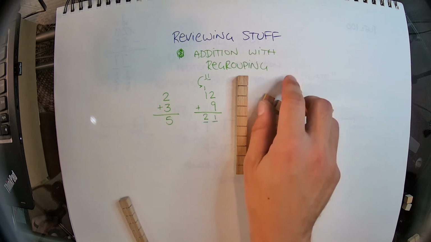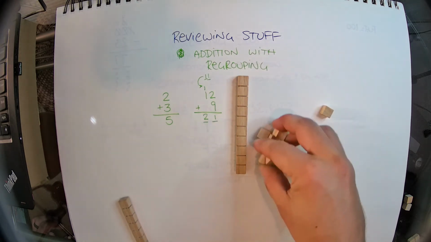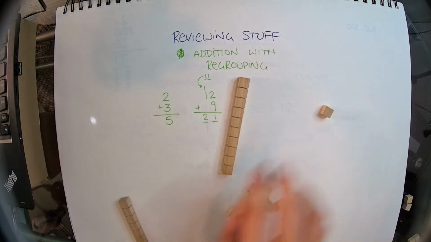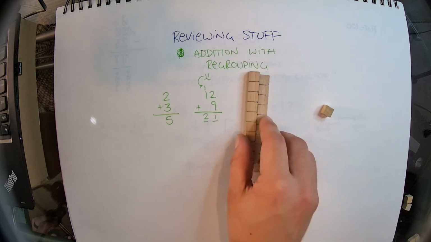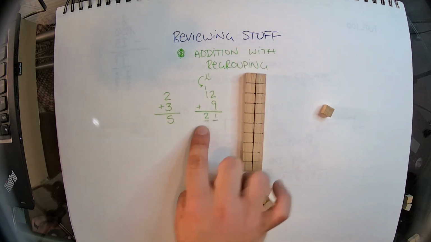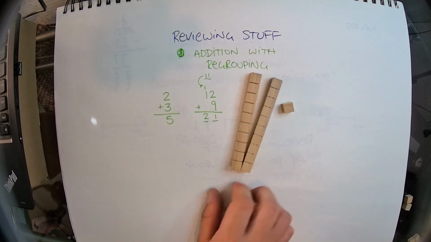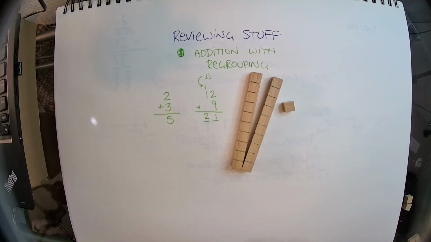That would be hard to explain, but we can say that instead of having these 10 ones and 1 extra, we have 2 10s, right? 1 plus 1 was 2 10s plus the 1 unit. So your answer would be 21, right?